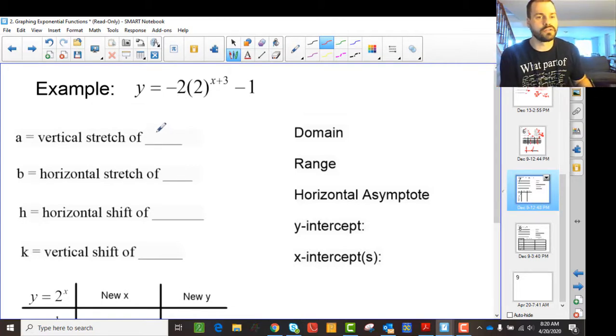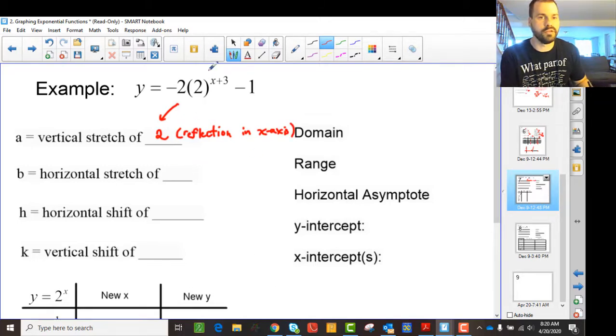So vertical stretch, first of all, the vertical stretch is a 2. All right, the negative though means there's a reflection in the x-axis. So the vertical stretch is never negative, but you should state that there's a reflection in the x-axis.